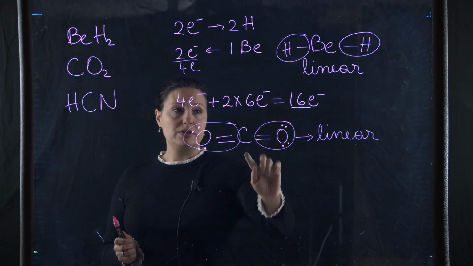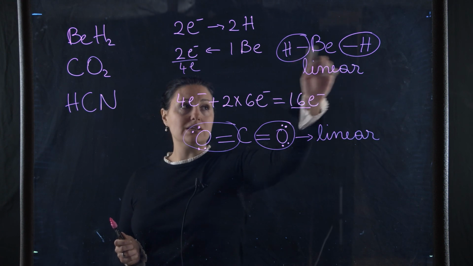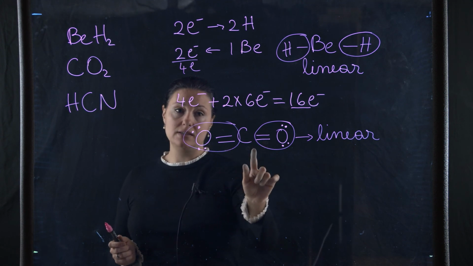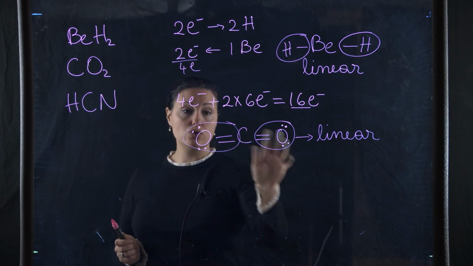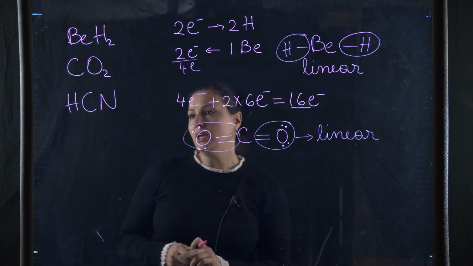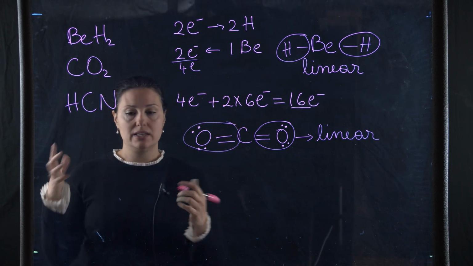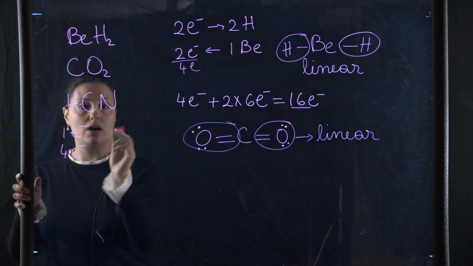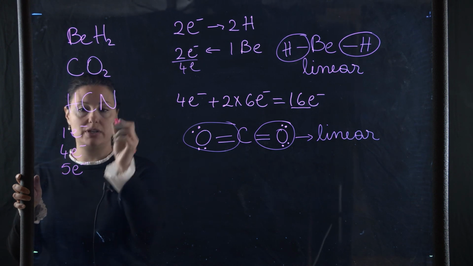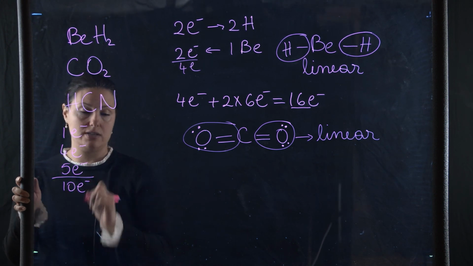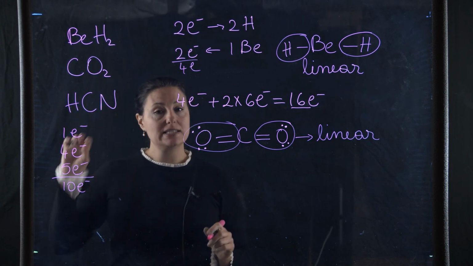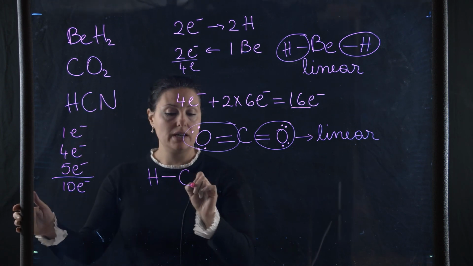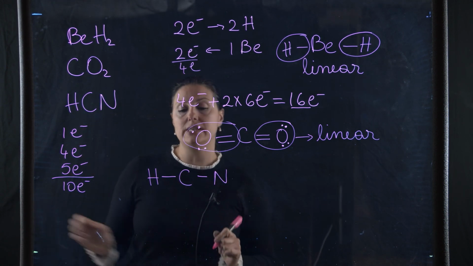Now you will see the difference between these 2 molecules. This molecule has 2 single bonds around it. It's still linear, but it has single bonds. This one has double bonds, but it's still linear because it has just 2 groups around that central atom. Let's look at the third example. Once again, let's do a tally. I have 1 electron from the hydrogen, 4 electrons from the carbon, and 5 electrons from the nitrogen, giving me a total of 10 electrons. Now, the hydrogen has to be terminal, so I have to have it at the end somewhere, and then my carbon can be in the middle and the nitrogen on the other side.